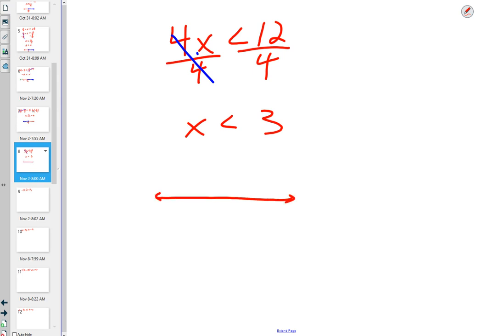Number line. What's the critical point? 3, for sheezy. What's going to happen at the 3? It is going to be open. And are we shading left or right? As Beyonce and Taiwan once said, to the left, to the left. Because the variable is little.